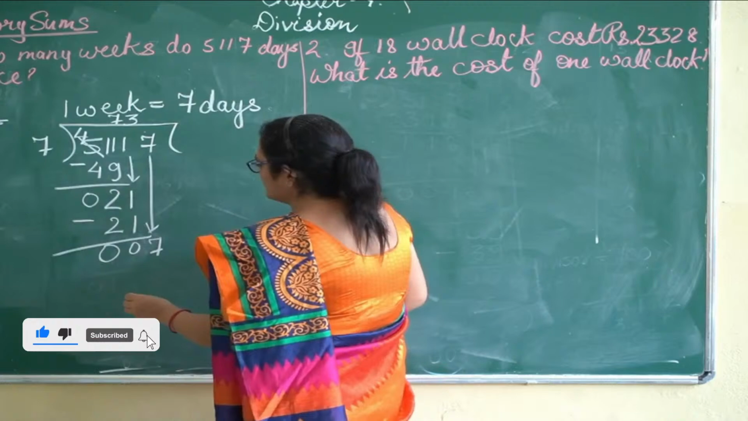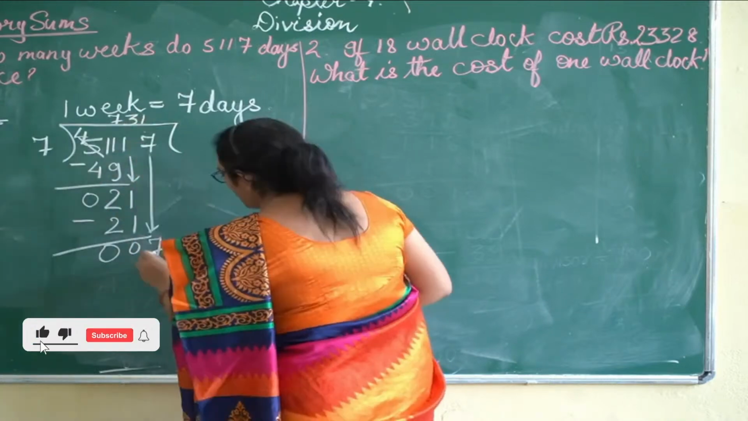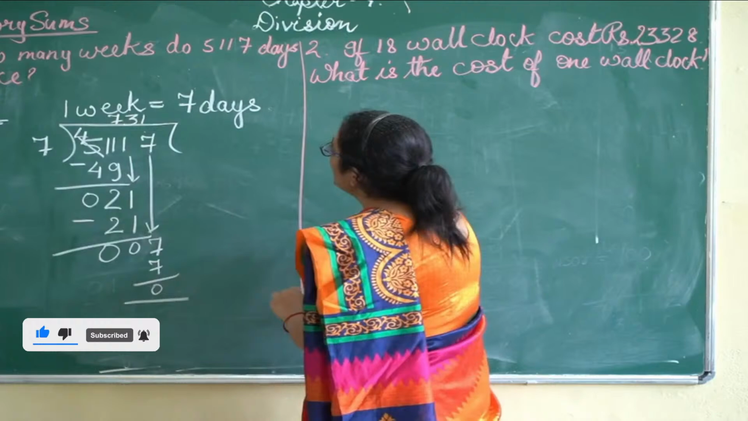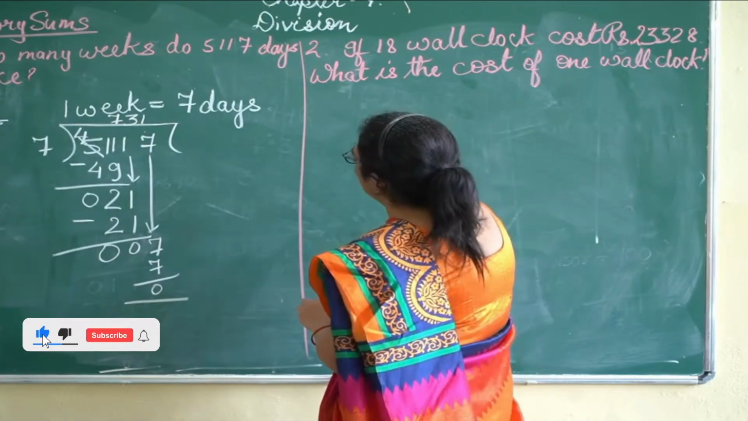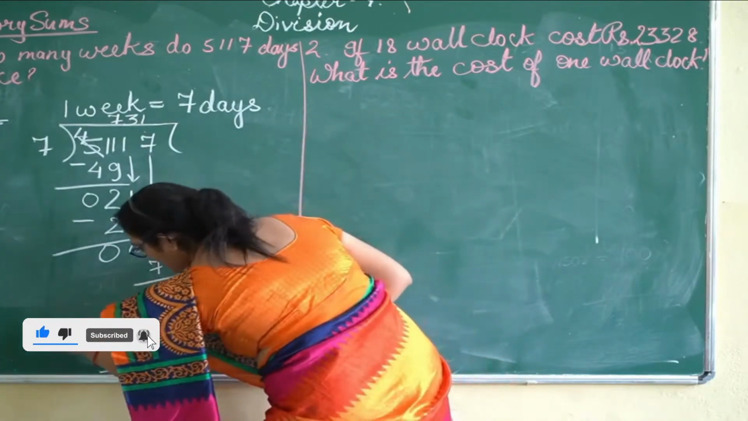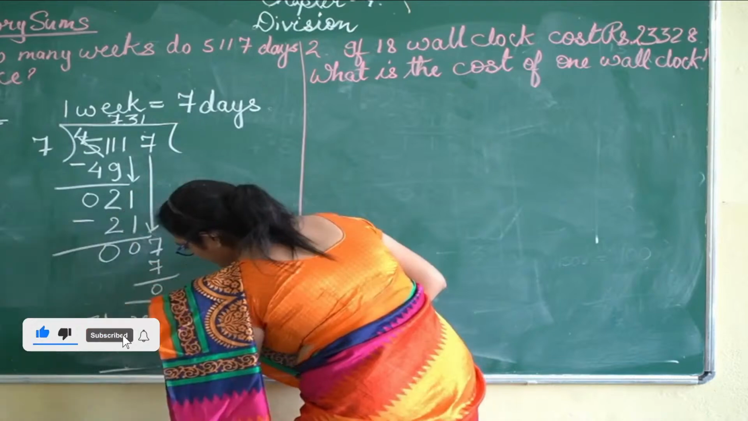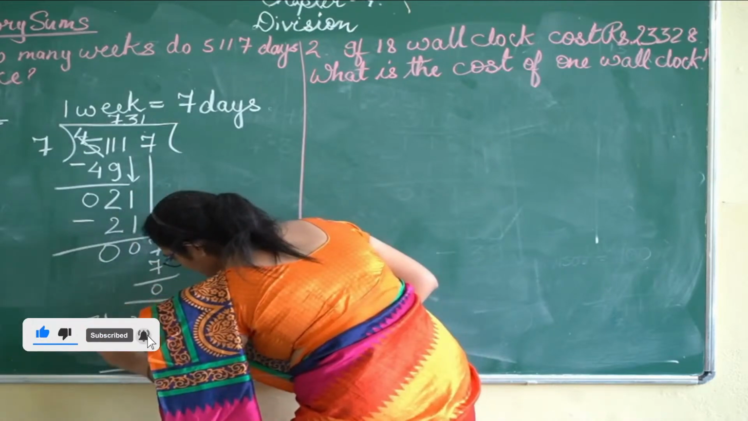In the table of 7, when does 7 come? 7 1s are 7. So in 5,117 days, how many weeks are there? 731 weeks. Now we will move on to the next question, question number 2.